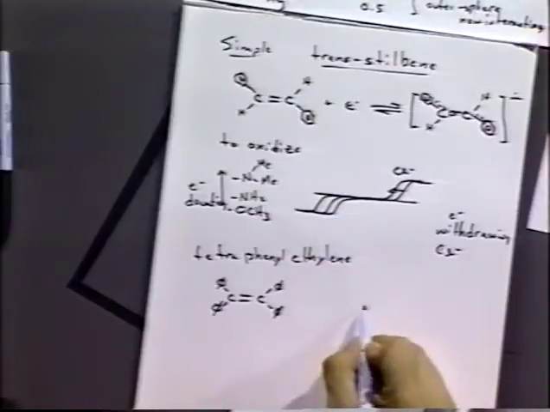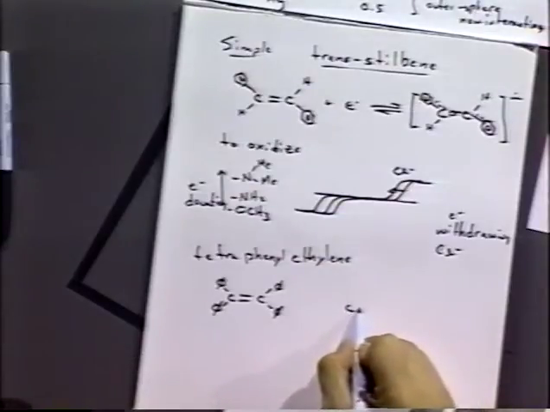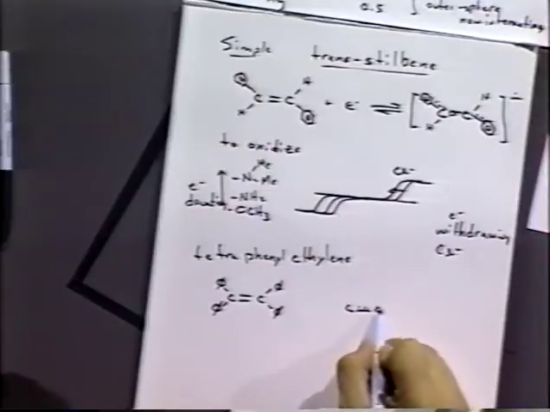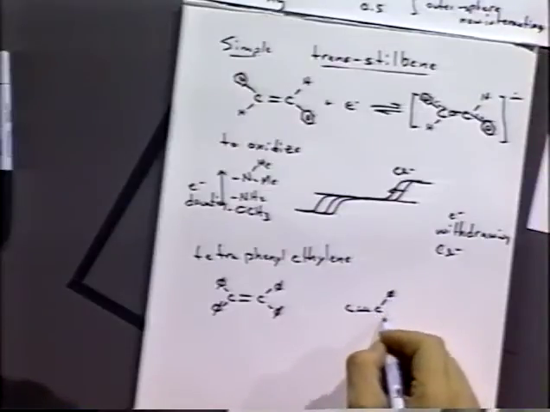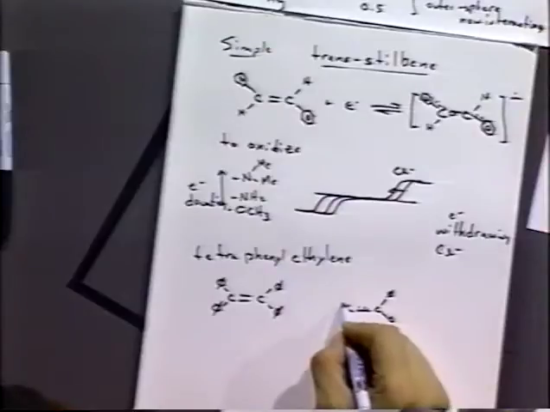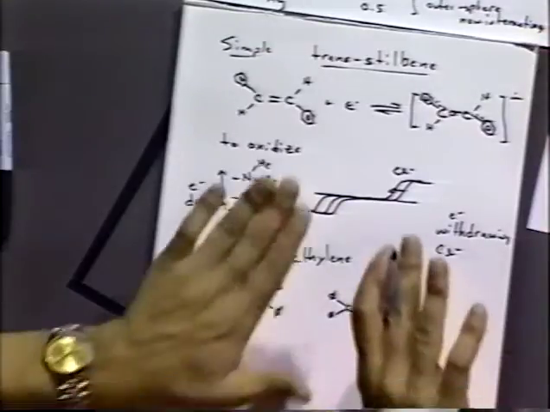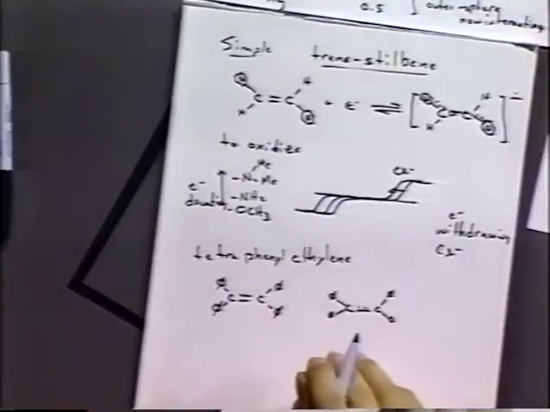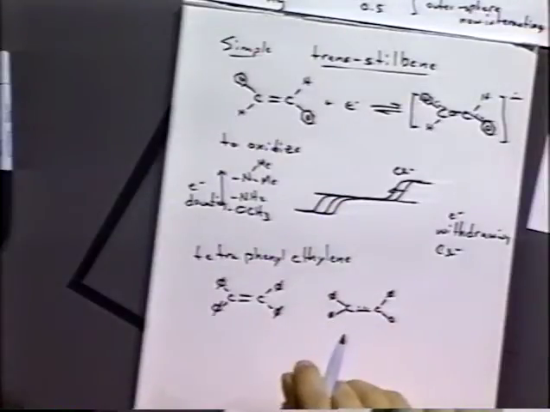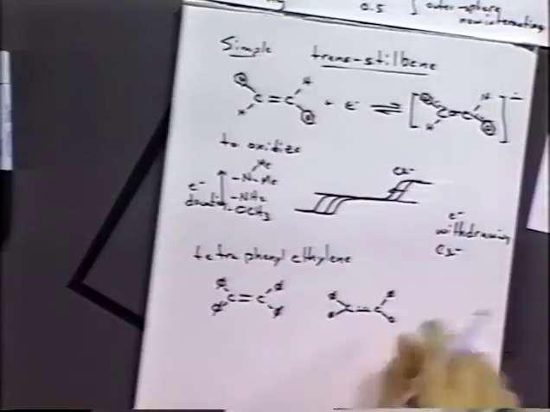And so we get a little bit of a twist, and so the phenyl rings tend to twist away from being planar, and so that makes it a slower rate of electron transfer.